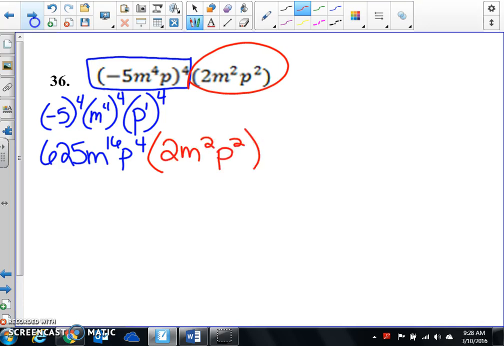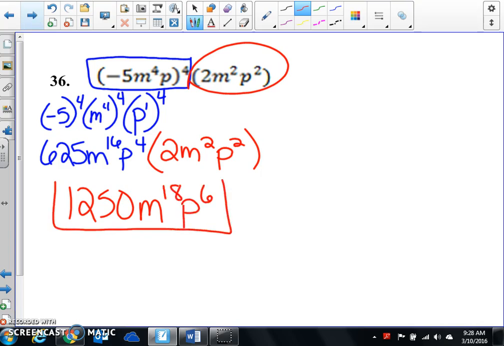I'm done with powers to powers, so I just multiply my coefficients. So 625 times 2 is 1,250, and I add my exponents. So 16 plus 2 is 18. 4 plus 2 is 6.